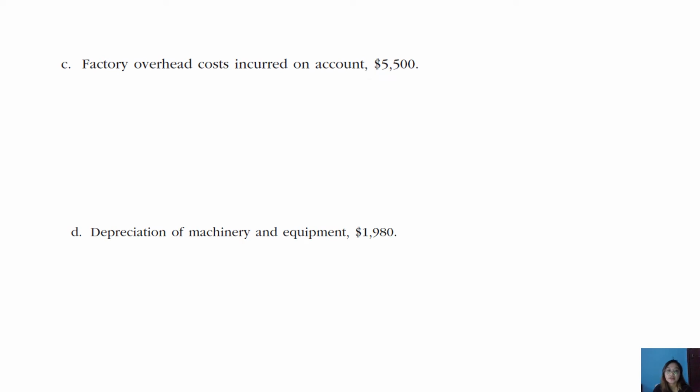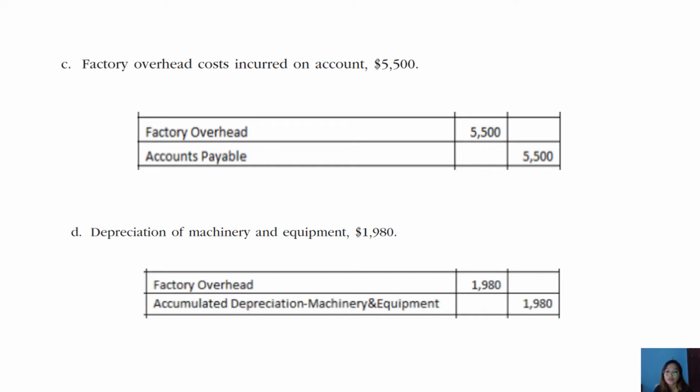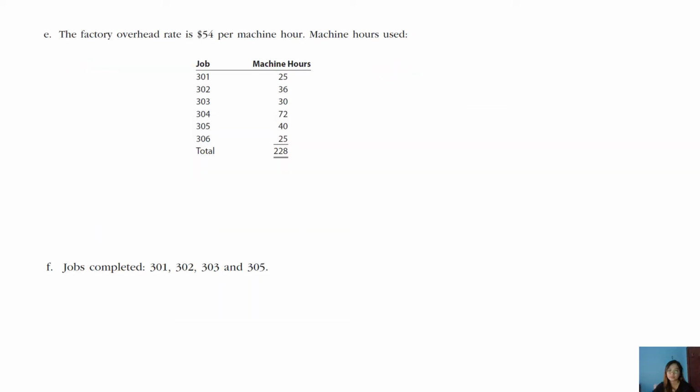Letter C, factory overhead cost incurred on account $5,500. So the journal entry for this is factory overhead debit and then accounts payable credit. Depreciation of machinery and equipment, we have to debit the factory overhead amounting to 1,980, and then credit the accumulated depreciation on machinery and equipment.